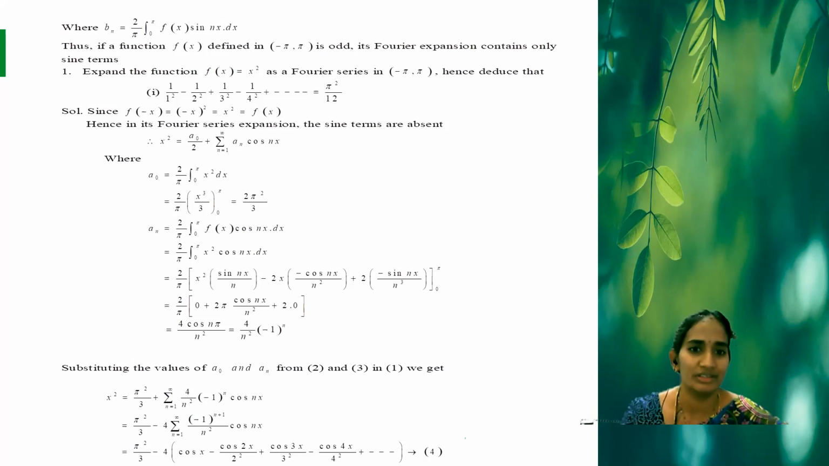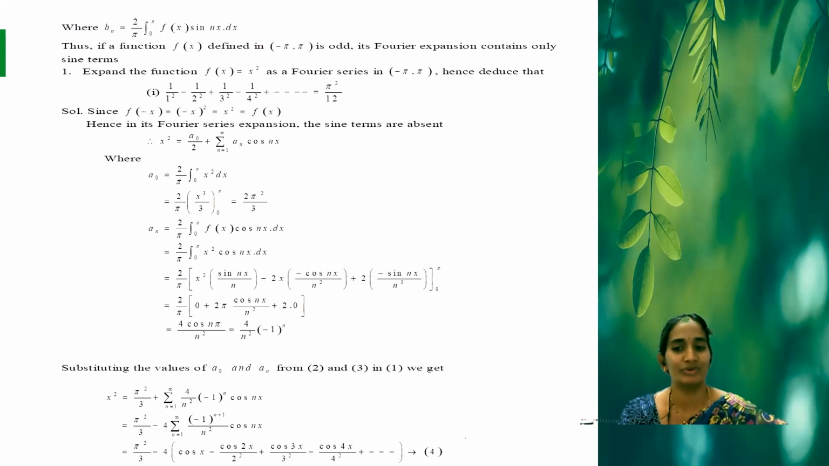So listen, f of x equal to x squared, x power 2. Here f of minus x equals f of x. Suppose in the x place you replace minus x, minus x squared, once again you get x squared. So clearly we know it is an even function.